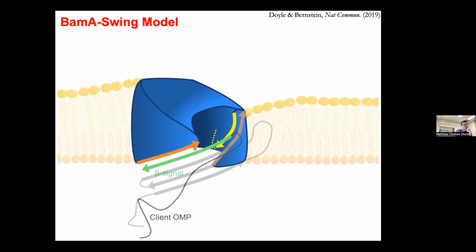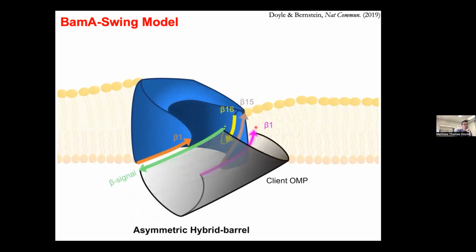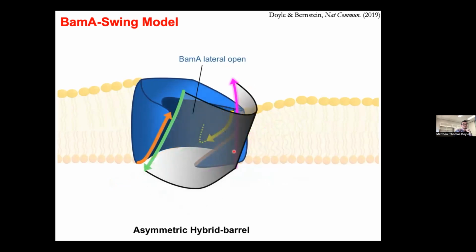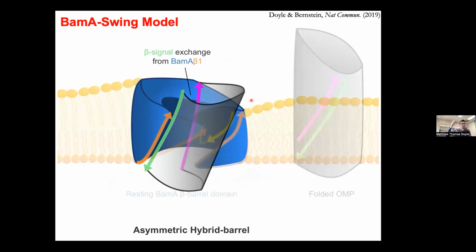And then perhaps you get a sheet that folds, like so, of your building barrel. And then you get a barrel structure. And then the first strand of the client OMP interacts in a kind of very weird way with the C-terminus of BAM-A in at least this conformation and this conformation. And so perhaps this swing allows for integration. All right, that was the controversial conclusion to that paper. And so then it can bud off into the membrane.